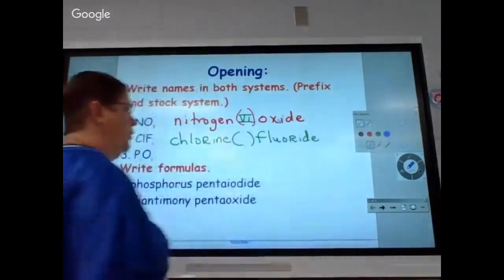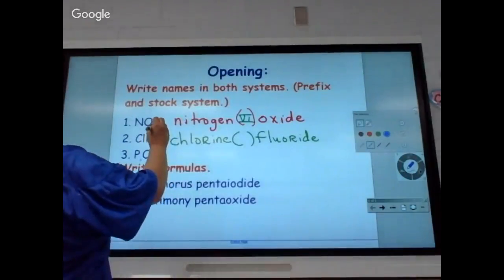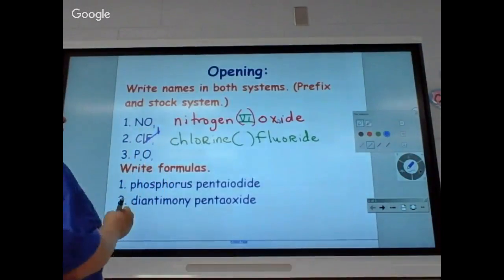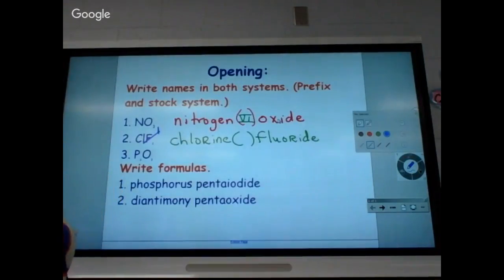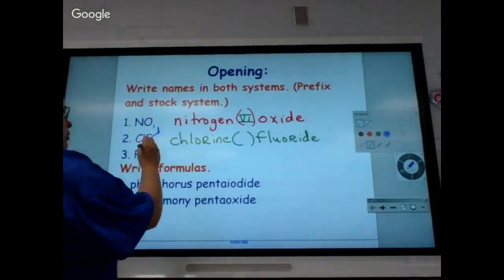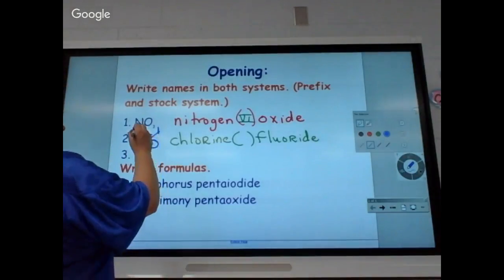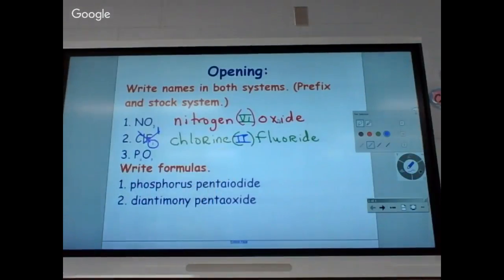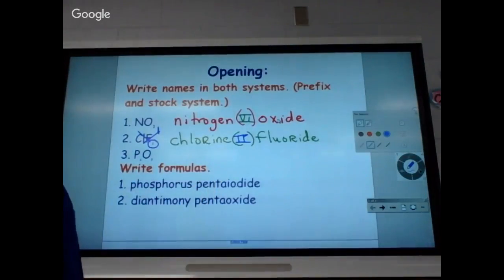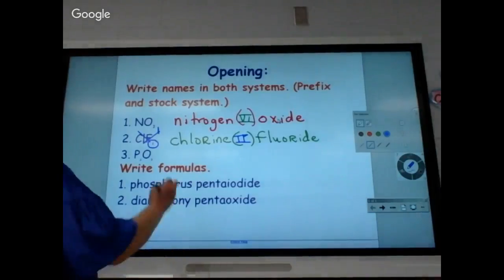So was this one reduced? Fluorine has a 1. What's right there? So if it is a 1 and it's still a 1, was it reduced? No. So it wasn't reduced. What number came from the chlorine? So we put Roman number 2 right there. Because it wasn't reduced, we don't have to go through that multiplying process to figure out what it used to be. Okay? And the last one, P is what?